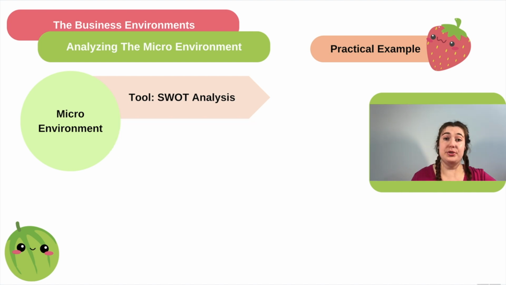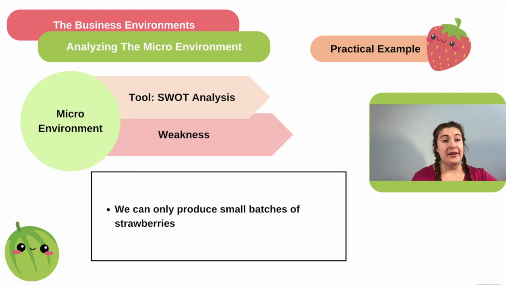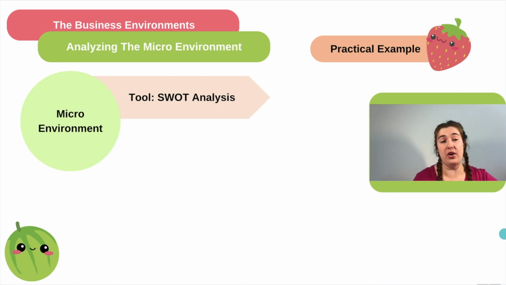Now, when it comes to our second aspect, weaknesses, we are looking at the fact that we can only produce a small batch of strawberries. Remember, we are a small farm. So that means we're only going to get a small crop yield each time. And that could actually impact us because we might be sitting with a higher demand but a lower supply of strawberries. So that is a big weakness for us that we need to consider working on.